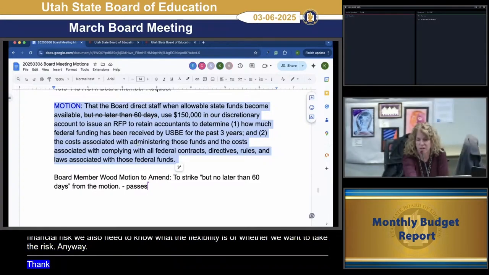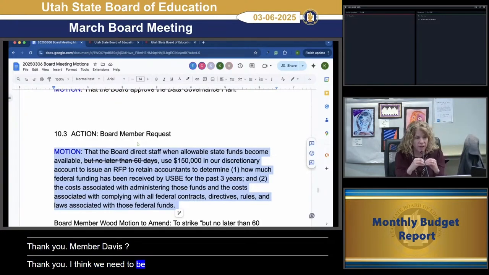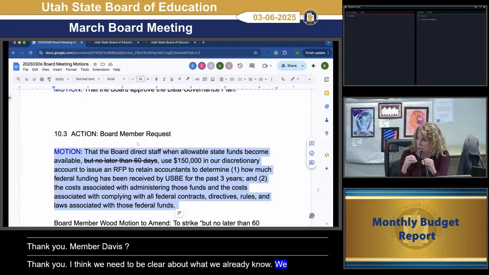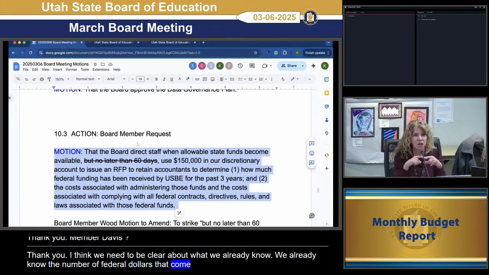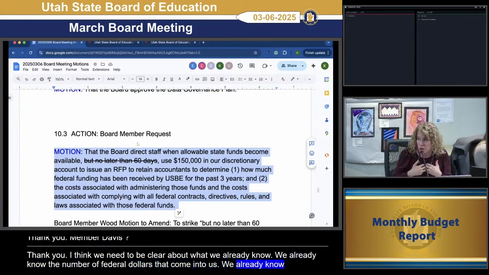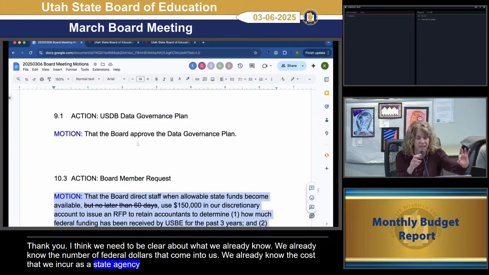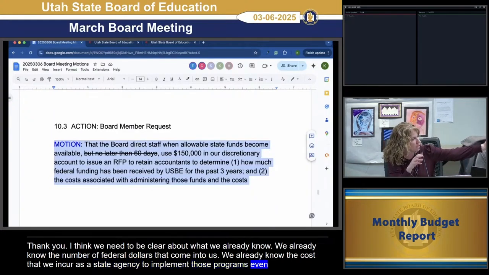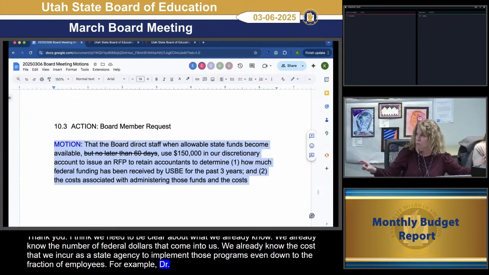Thank you. I think we need to be clear about what we already know. We already know the number of federal dollars that come into us. We already know the cost that we incur as a state agency to implement those programs, even down to the fraction of employees. For example, Dr. Voorhees has a fraction of her salary, am I correct, paid for by federal dollars, and a fraction paid for by different funds, because aligning to the amount of time that she spends.